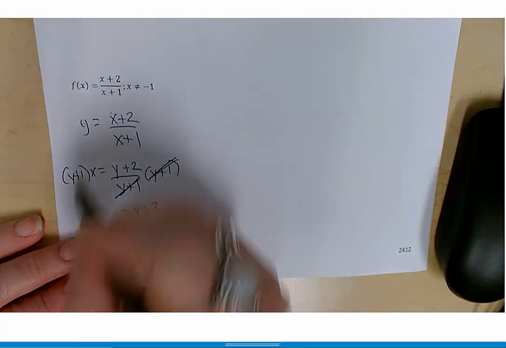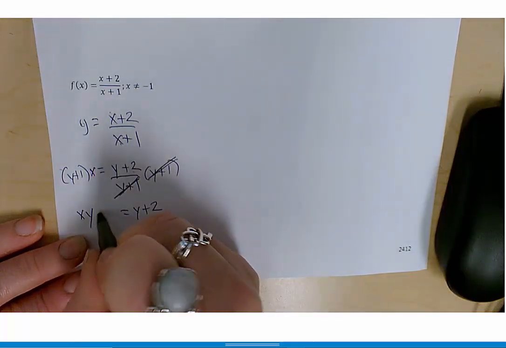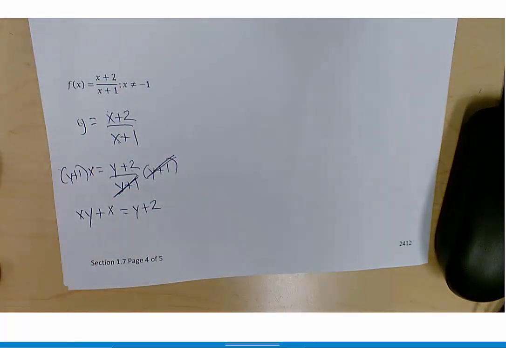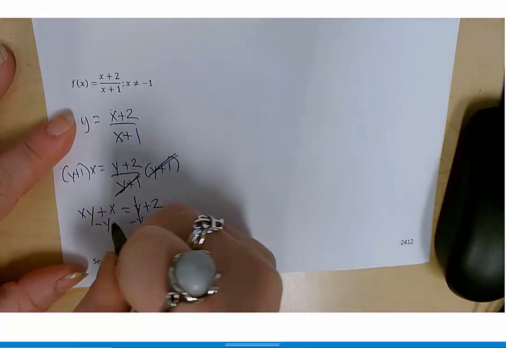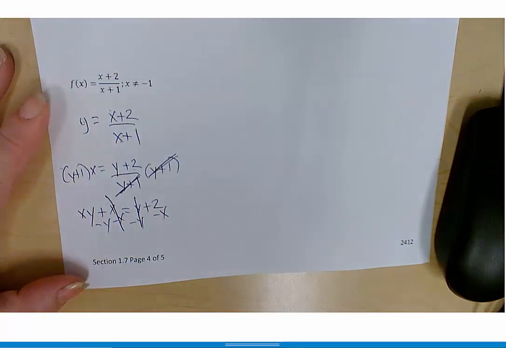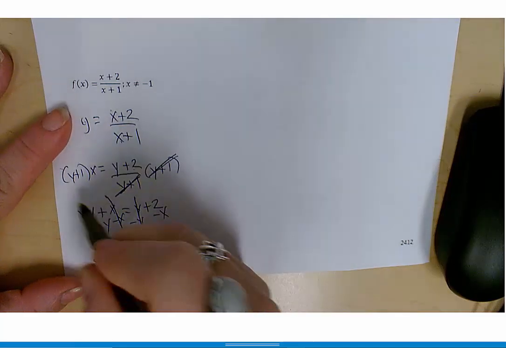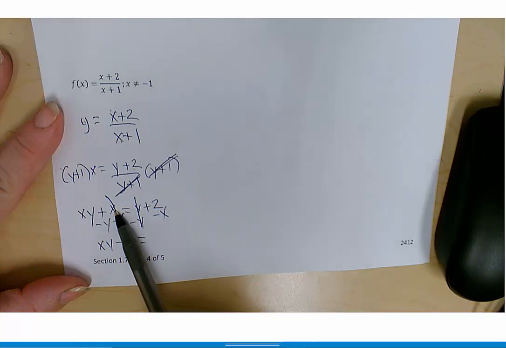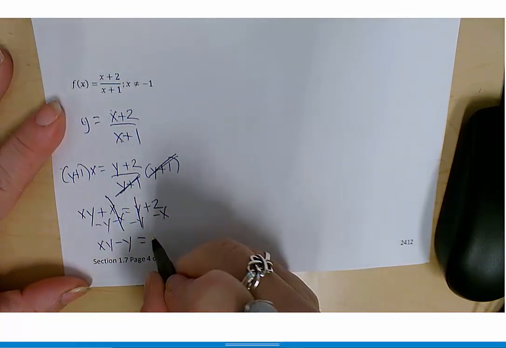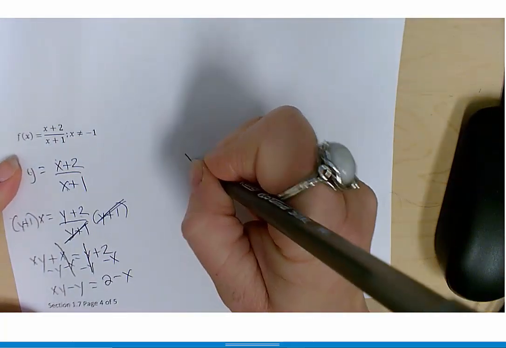On the left-hand side, actually multiply this out. X times y is xy, plus x times 1 is an x. Now the whole point here is to solve for y. So what I need to do is get everything that has a y on one side, everything else on the other side. So I'm going to subtract this y to the left so that I have xy minus y on the left. And then I took this x and subtracted it to the right-hand side, where I now have a 2 minus x there on the right-hand side.